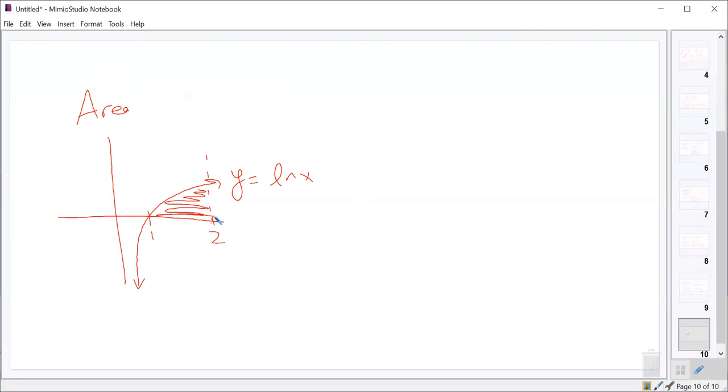How are we going to find that area? How would we normally find that area? Normally, what would we do? If somebody hadn't asked me about doing things in terms of y, and I just said find this area, what would you think that you would do? Right. You just do the integral of ln x from 1 to 2. Easy enough.